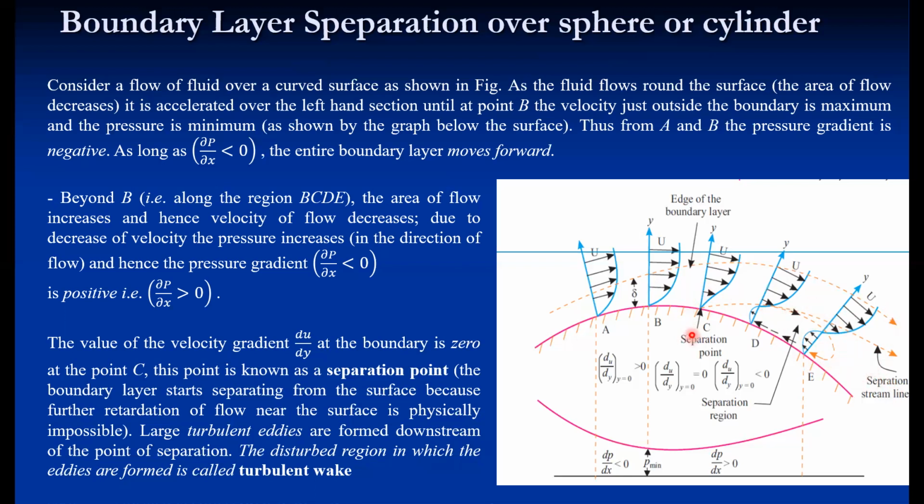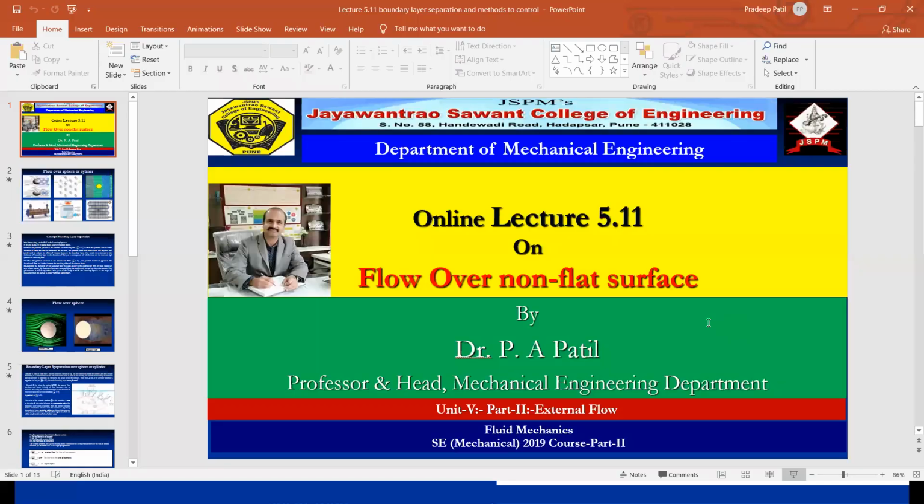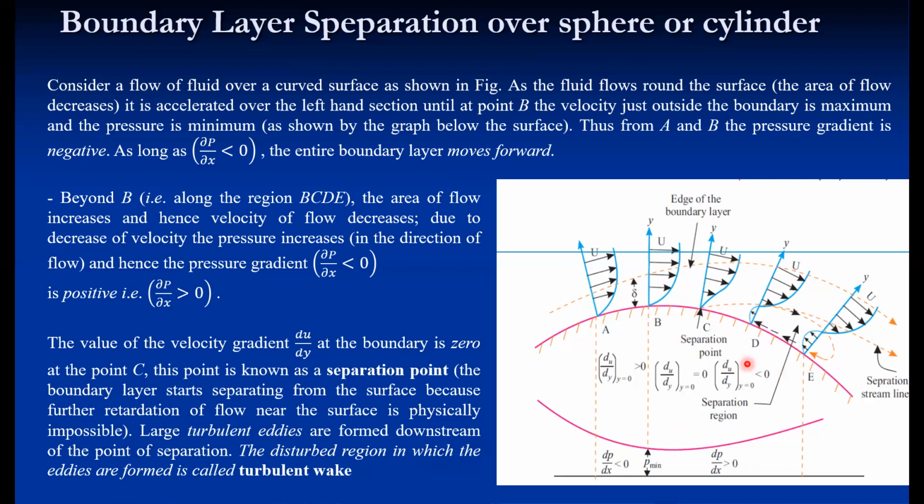This is the concept of boundary layer over a sphere or cylinder that we already discussed in the previous videos. When it flows over a spherical surface, we saw how the disturbances occur downstream, and we also observed that turbulent wake region.